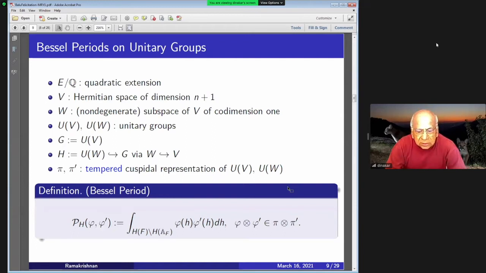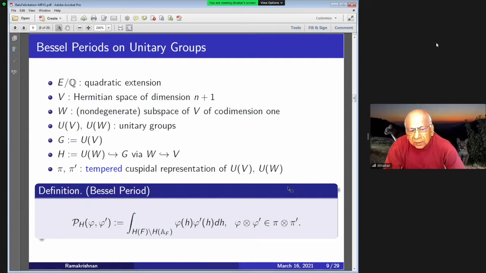Now there are these Bessel periods, which we would be interested in. So let me say what they are. E is a quadratic extension of Q, and you take a Hermitian space V of dimension n plus 1, and W is a non-degenerate subspace of dimension n, and then you look at the unitary groups associated to V and W. Then you take G to be UV and H is UW, and this H is sitting inside G, induced by W sitting inside V. So you can think of it as Un inside Un plus 1, if you want.